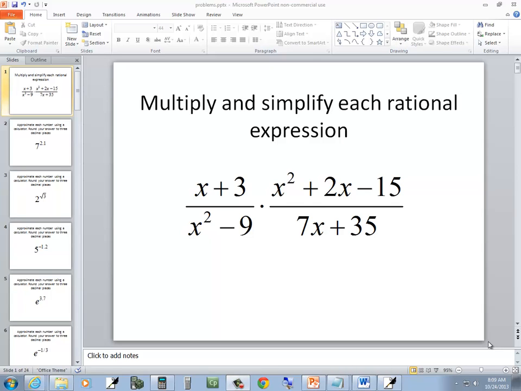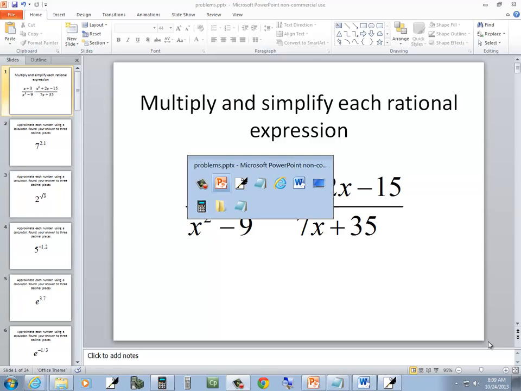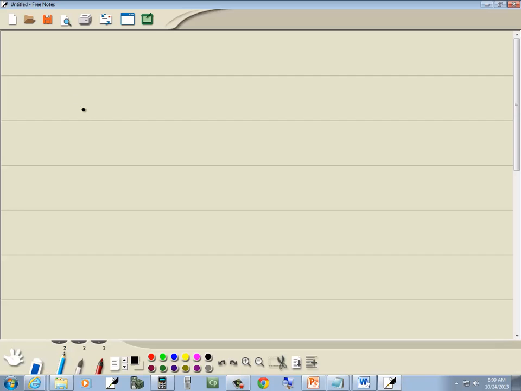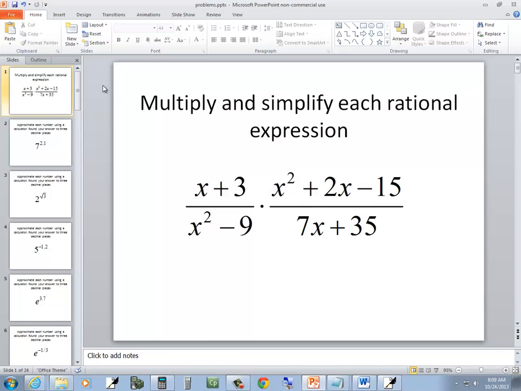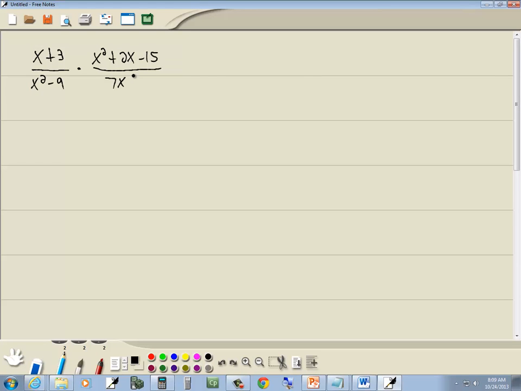In this problem, we want to multiply and simplify each rational expression. So we've got (x + 3) over (x² − 9) times (x² + 2x − 15) all over (7x + 35).